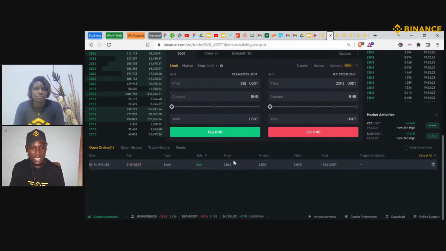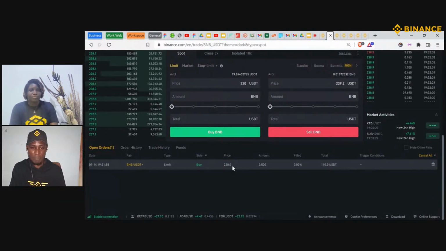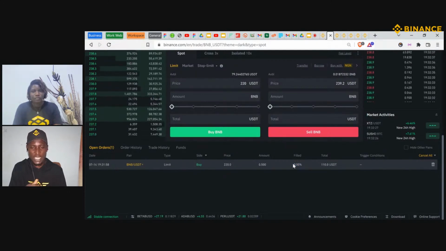So that's why you have to buy here. The limit price at which I set that I want to buy the BNB, and the amount of BNB I'm going to buy at that price. So you also get the percentage field. This updates. Let's say the price comes down and a particular percentage of your order is filled, you get the percentage field here as well. And the total USDT I'm spending.